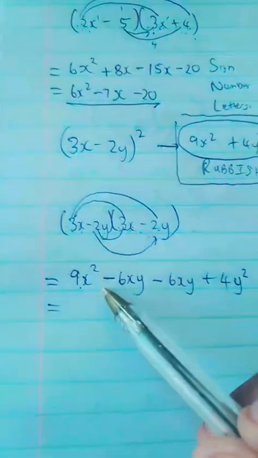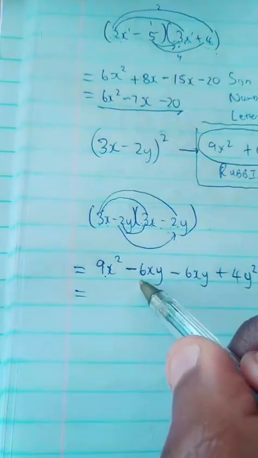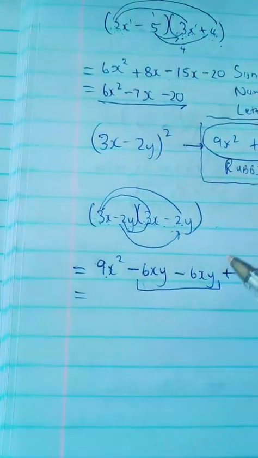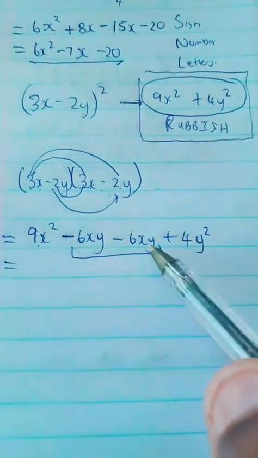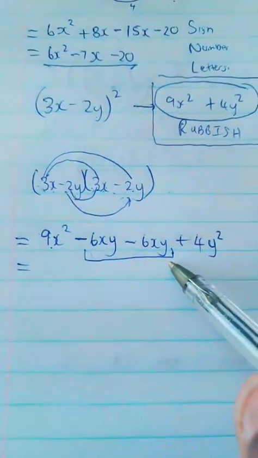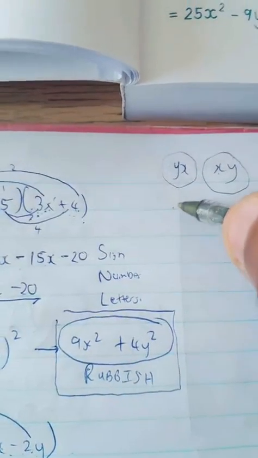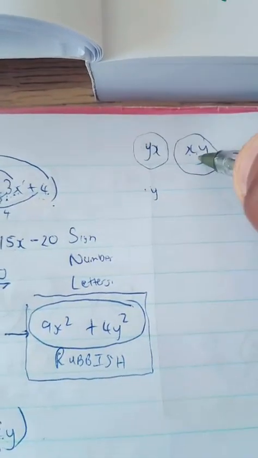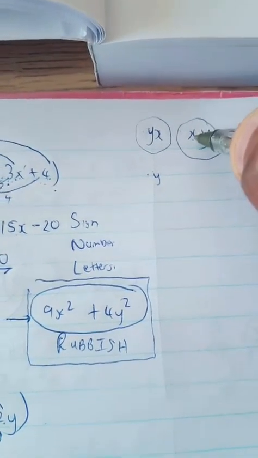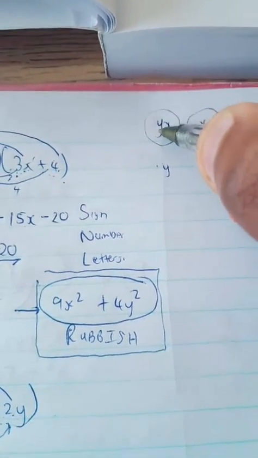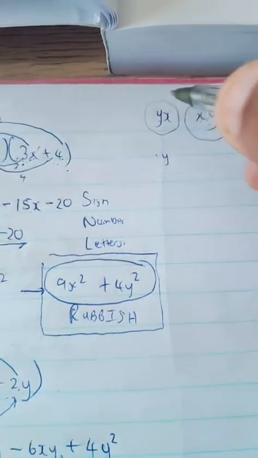Okay, let's go. So now we can add the like terms. These are like terms, guys. Whether I had written yx or xy, it would still be like terms, because remember, like I said, multiplication is commutative. Yx is the same thing as xy. There's still an x here, there's still an x there. There's still a y there, there's still a y there. These make it like terms.